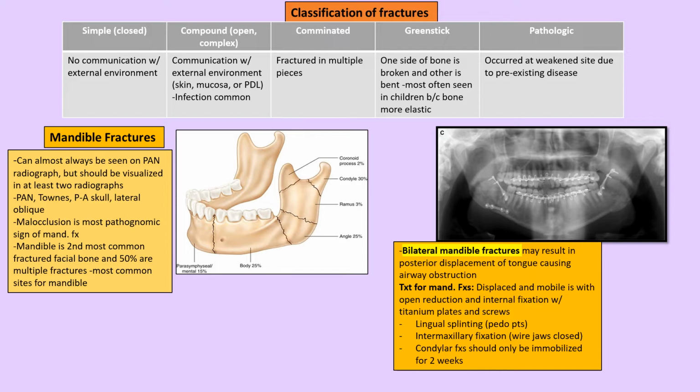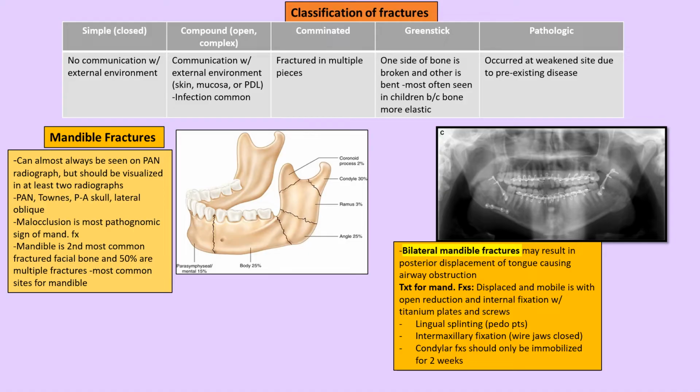Now, the mandibular fracture, as we know, it's a very important topic. It can be seen on panoramic radiograph, but at least you should take 2 radiographs to visualize the mandibular fracture, like pans, Towne's, PA skull, lateral oblique, and malocclusion is the most common pathognomonic sign of the mandibular fracture.